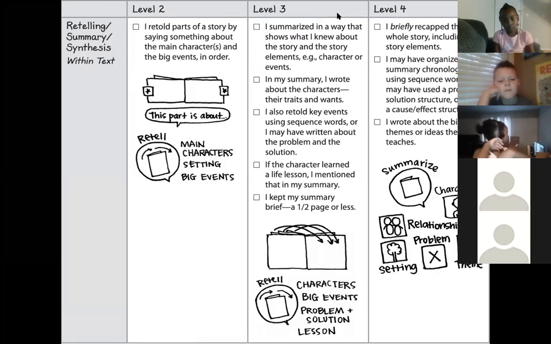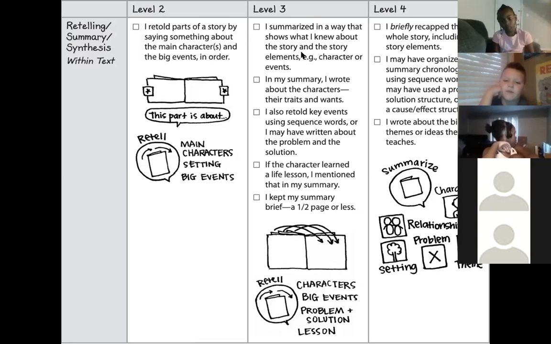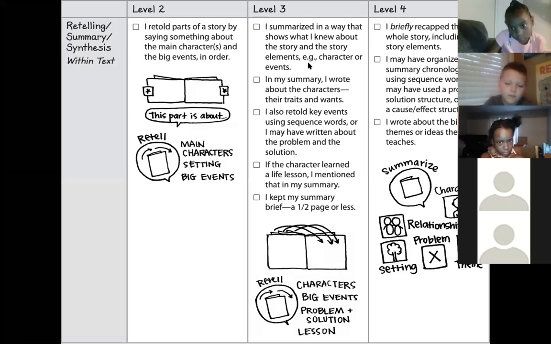Okay, my great category, or my level 3, says I summarized in a way that shows what I knew about the story and the story elements, examples, characters, or events. In my summary, I wrote about the characters, their traits, and wants. Make sure you're listening because you're going to have to use those in independent work. I also retold key events using sequence words, or I may have written about the problem and the solution. If the character learned a life lesson, I mentioned that in my summary, and I kept my summary brief, a half a page or less.